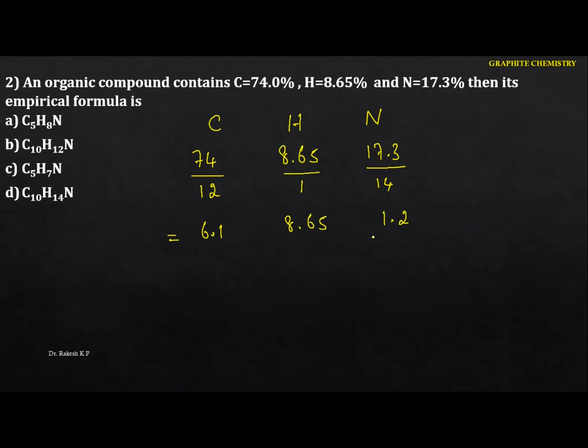And the next thing is, whatever value you get in this one, you have to divide it by its lowest value. The lowest value is 1.2, and here also it is 1.2. So here also, the 1.2.